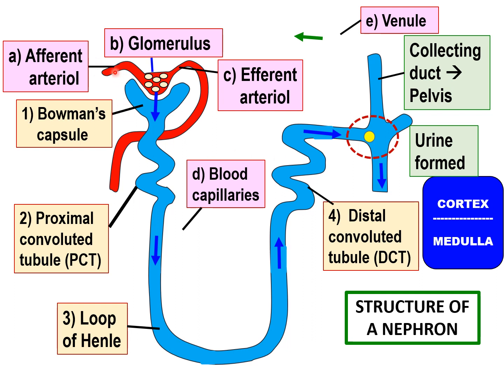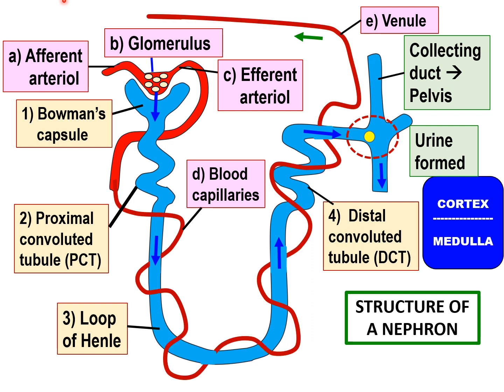Then for the blood vessels, we have the afferent arteriole that transports the blood into the glomerulus. The glomerulus is a cluster of blood capillaries located inside the cavity of the Bowman's capsule. Then the blood flows out through the efferent arteriole, which will branch out to form the network of blood capillaries that surround the nephron. After that, the blood will flow back to the heart through the venule and the veins. So this is the system of blood capillaries that surrounds the nephron.